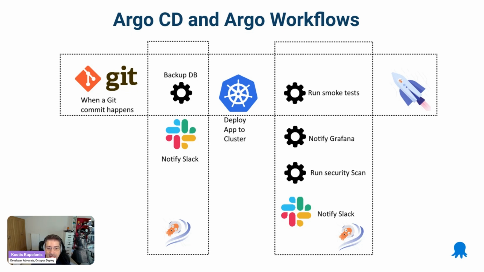So here I have an example where I'm going to deploy an application in my cluster, but before the deployment, I want to take a backup of my database, and I'm going to notify developers via Slack that the deployment has started. So there I'm running a workflow to do this. And then after the deployment has happened, I want to run a smoke test. I want to notify Grafana, and I also want to notify developers again that the deployment has finished. So this is how you combine Argo CD and Argo Workflows.